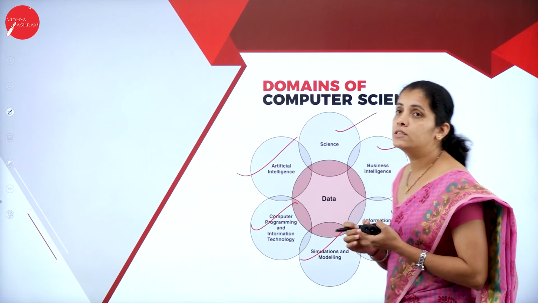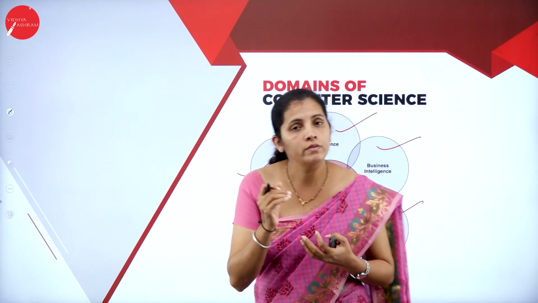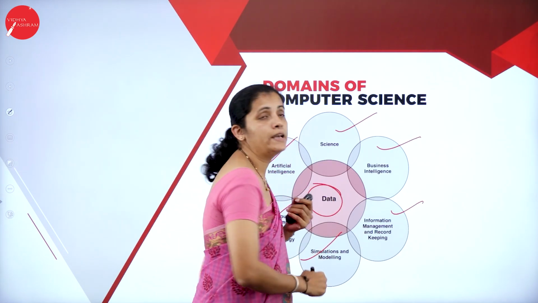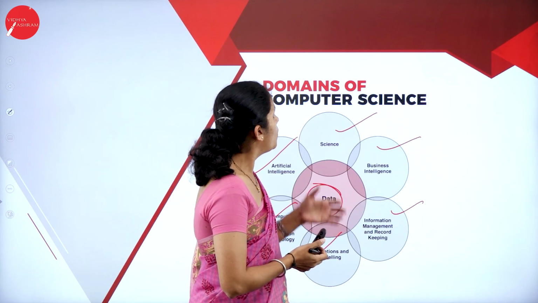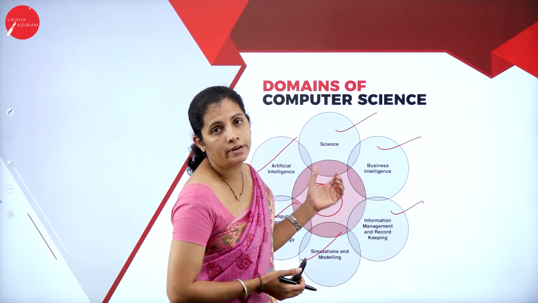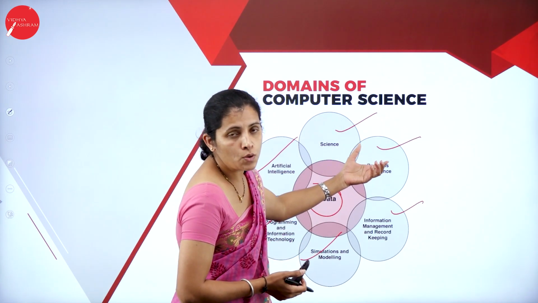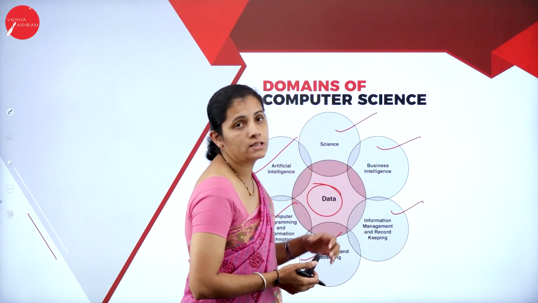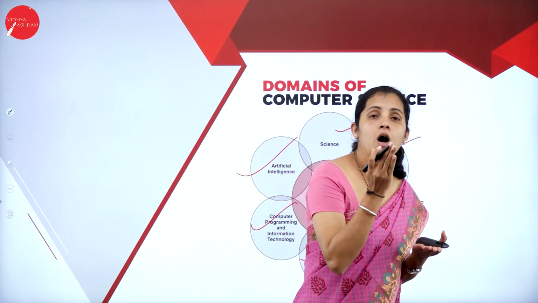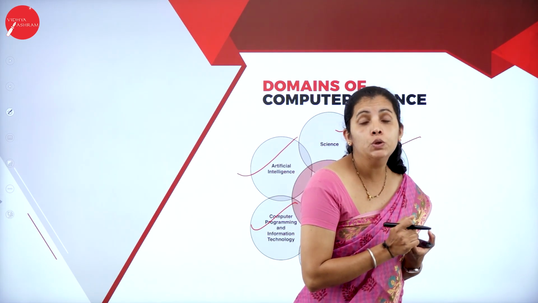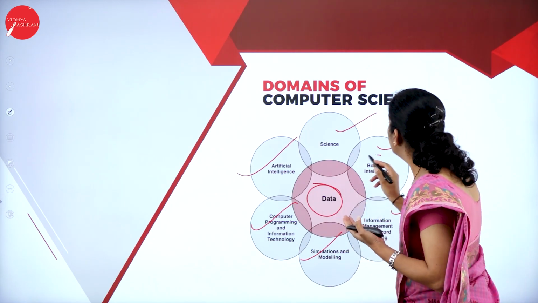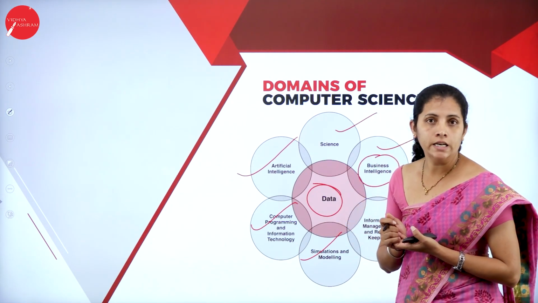So in computer science, we are going to have data. So what is data? Here data is nothing but the raw fact. Whatever data I have, I'm going to use that data in the field of business. So a domain of computer science is the business intelligence. That means how the computers are used in the field of business. So we are going to have business intelligence.